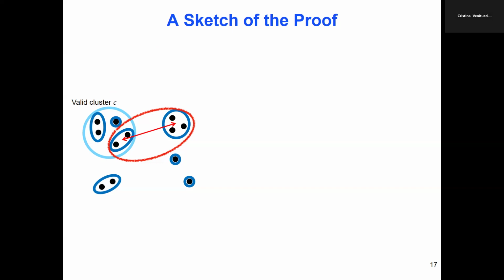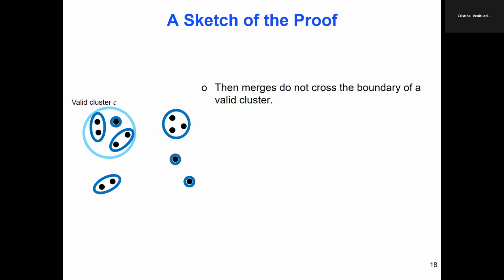So the rule that I want to observe is that whenever I merge, I cannot cross the boundary of an already valid cluster. That's the rule I need to have. So the red one should not exist. I can, on the contrary, merge within the cluster. That's certainly fine if I have things like that. So the condition is to find what condition on the similarity function ensures that mergers do not take place across the boundaries of a valid cluster.